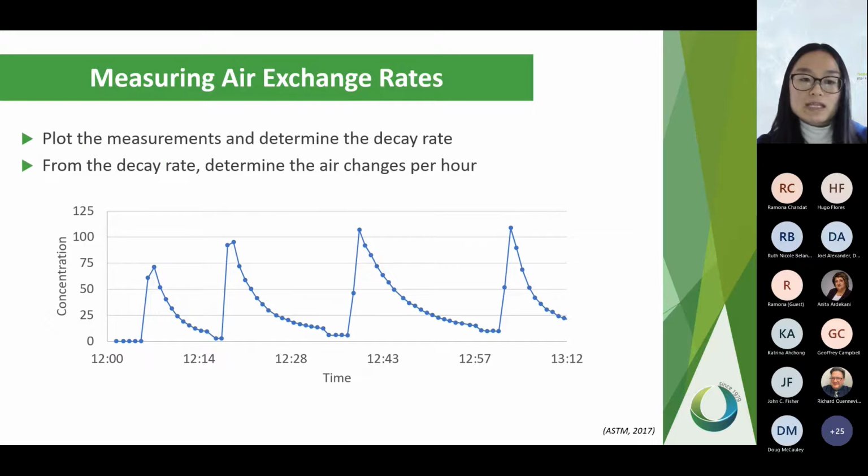And so we can take our findings and plot the measurements. So here is an elevation at that peak. We turn the ventilation back on, and here is the decay that I was talking about. And we may repeat it multiple times and with different settings on the HVAC system. And we can, from this decay rate, determine the air changes per hour and then compare it to different standards to determine whether the ventilation system is performing poorly, performing adequately, or doing exceptional.